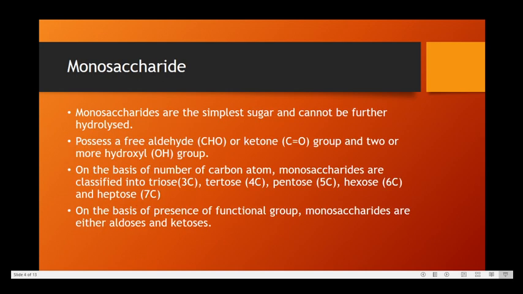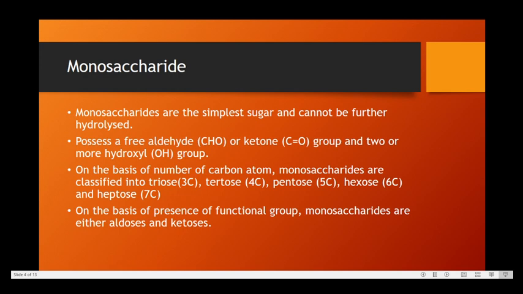So now monosaccharide. Monosaccharides are the simplest sugars and they cannot be further hydrolyzed. They possess a free aldehyde group or a ketone group, and also they contain 2 or more hydroxyl groups. On the basis of the number of carbon atoms, monosaccharides are again classified into triose containing 3 carbon atoms, tetrose containing 4 carbon atoms, pentose containing 5 carbon atoms, hexose containing 6 carbon atoms and heptose having 7 carbon atoms.